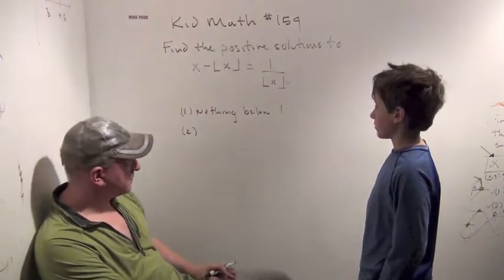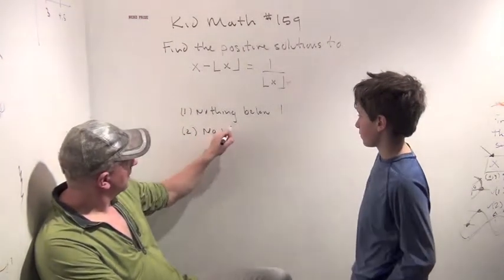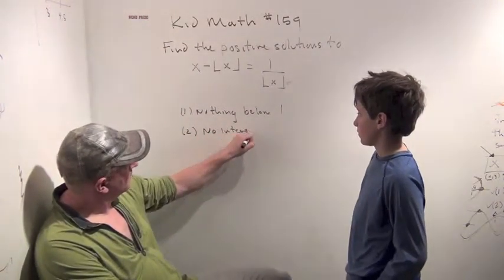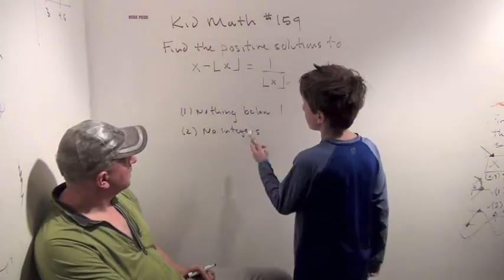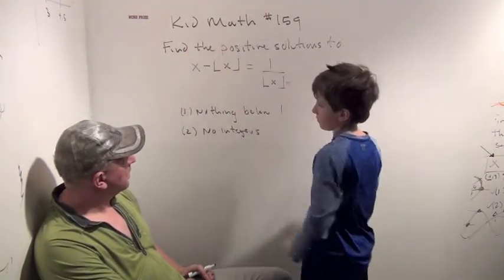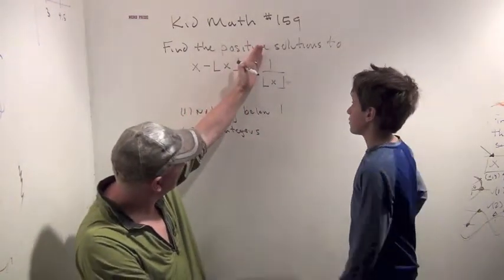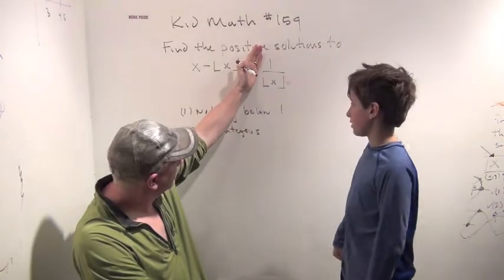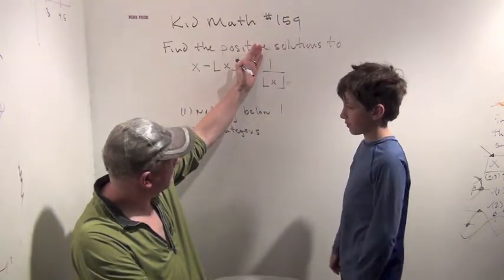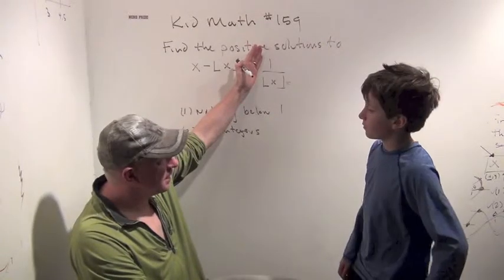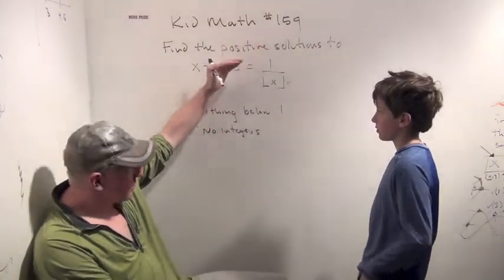Well, no integers are going to work. That's interesting. Why is that? Because you're going to get 0 on this side. And how do we know we can never have this side equal to 0? Because if this is an integer that isn't below 1, we're going to get a positive number. This is going to be positive at integers bigger than 1.